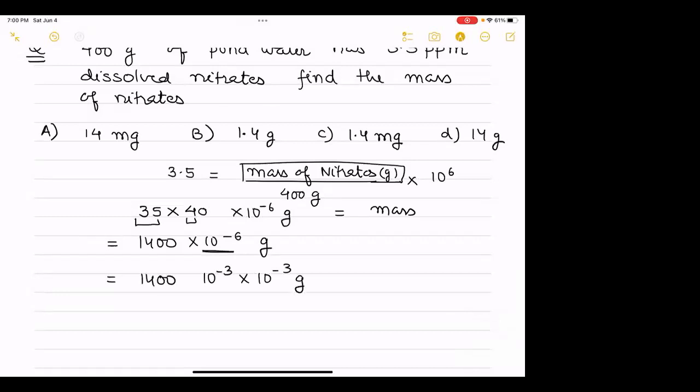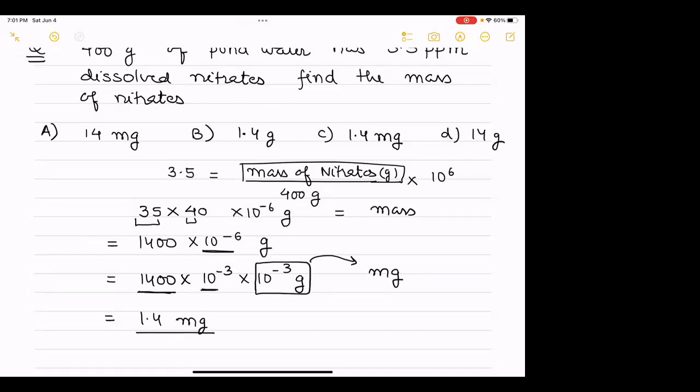What is the purpose of my splitting? My purpose is this 10 to the power minus 3 grams, I can write it as milligrams. Okay, mg. mg is 10 to the power minus 3. And this 10 to the power minus 3, I can multiply it with 1400 and get it simplified. So actually it is minus 3, so I need to move the decimal 3 places towards the left hand side. So it is 1.4 milligram. Got my point? So you guys know how to do it.